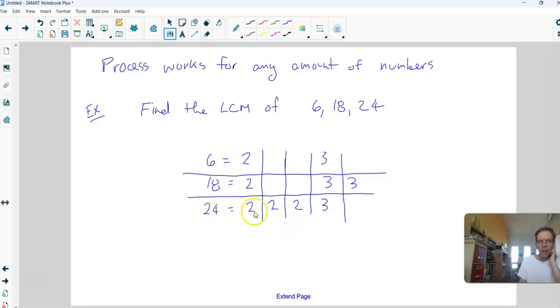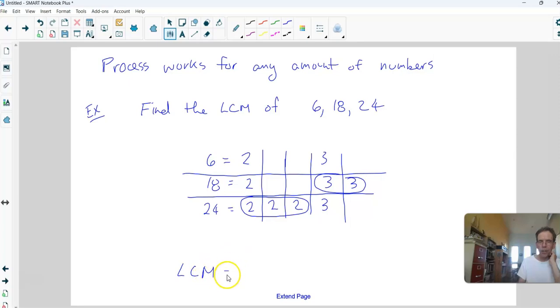Which number has a list with the most 2s? And I think you can all see that it must be this one. For the 24, it's got 3 2s. How about the 3s? Well, 18 wins. It has 2 3s and the others have 1. All right, we're done. There are no 5s or any 7s. There's just 2s and 3s.